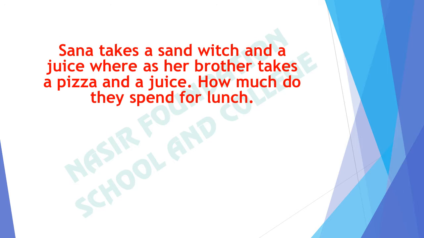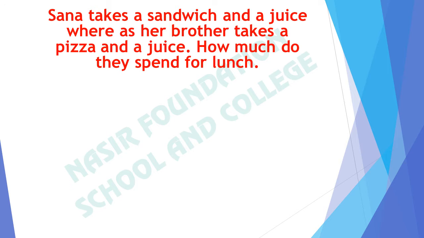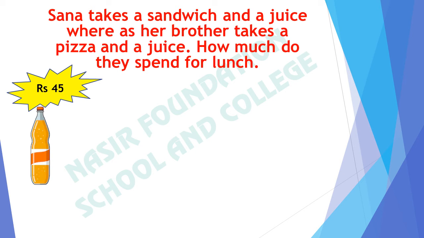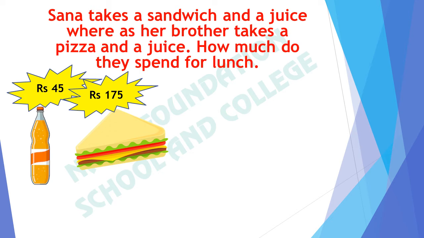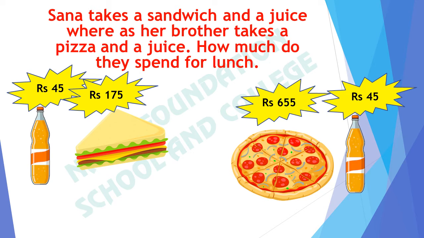Sana takes a sandwich and a juice, whereas her brother takes a pizza and a juice. How much do they spend for lunch? Sana takes a sandwich and a juice. The price of a juice is 45 rupees and the price of a sandwich is 175 rupees. Whereas her brother takes a pizza and a juice. The price of a pizza is 655 rupees and the price of a juice is 45 rupees.